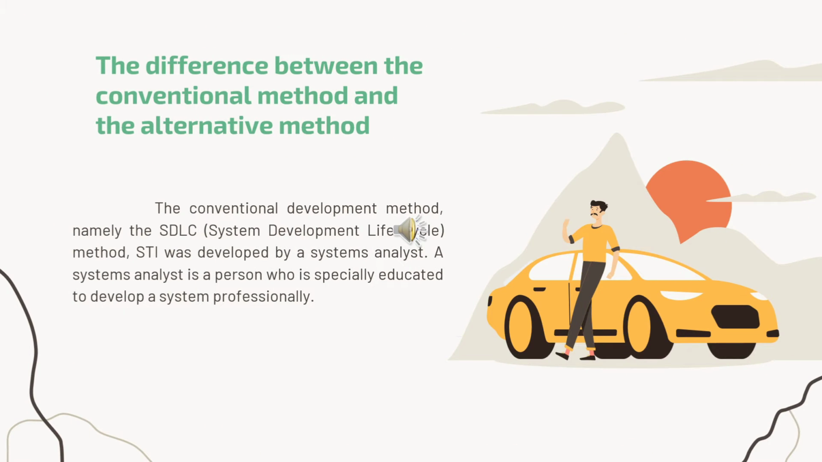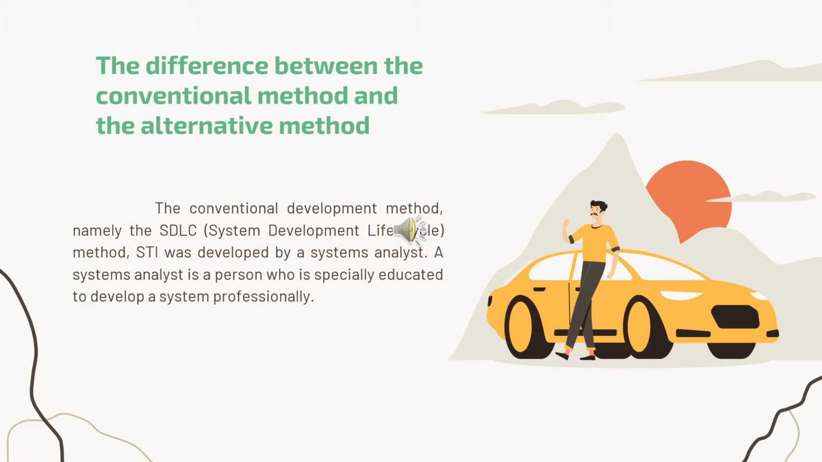The difference between the conventional method and the alternative method. The conventional development method, namely the SDLC, system development life cycle method. STI was developed by a system analyst. A system analyst is a person who is specially educated to develop a system professionally. Using a system analyst in the SDLC method has a reason, namely because this method is used to develop complex information technology systems, STIs that are complex.